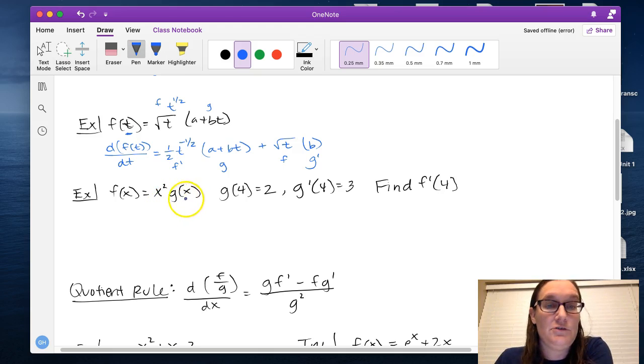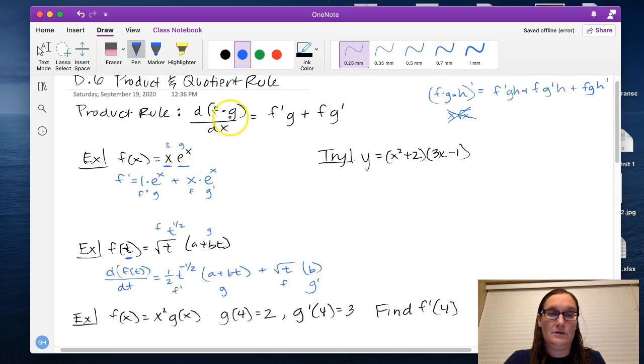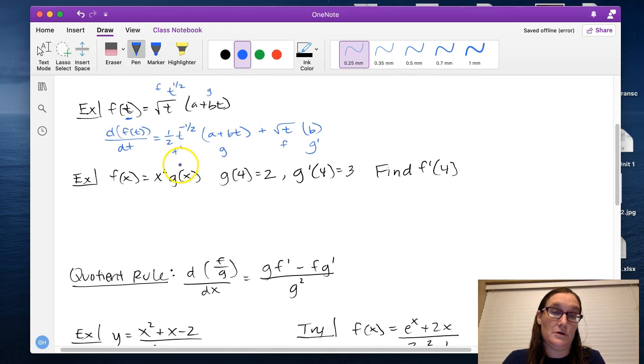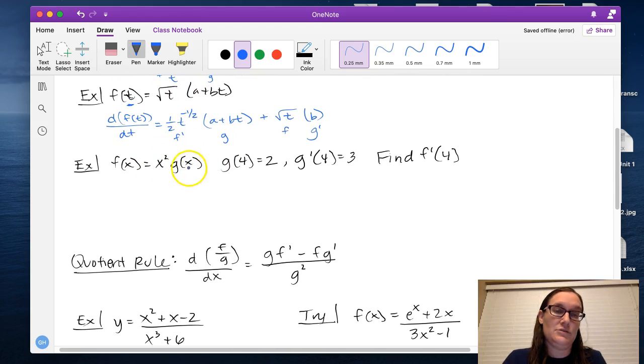They want to know, do you get the concept of the rule? So they don't really care. I mean, there are problems like these on there as well, where you have to take the derivative and show that you know how to do it. But this is, do you understand the concept of the product rule?